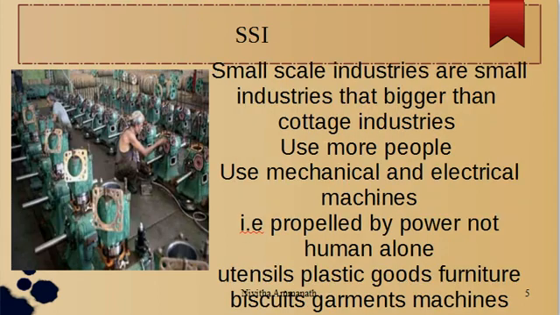Small scale industries are bigger than cottage, smaller than large industries, use more people, maybe some 100 of them, use mechanical and electrical machines. That is, the machines are powered not by man but by power. They make utensils, plastic, biscuits or garments. Here you see a pump industry.